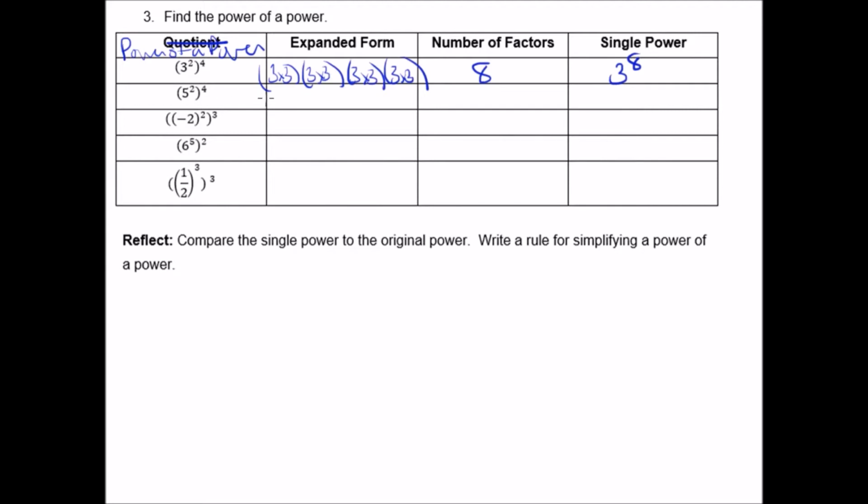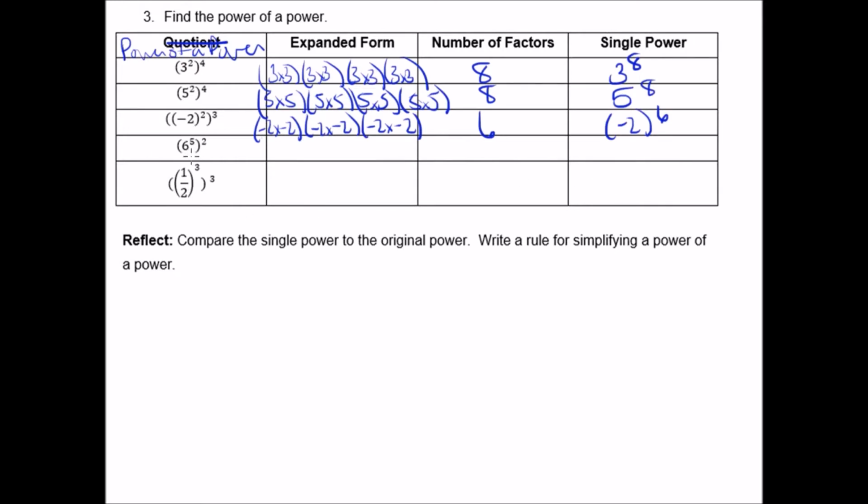Now let's write 5 squared 4 times. 5 times 5, 5 times 5, 5 times 5, 5 times 5, which is also 8 times. So this becomes 5 to the 8. Now let's write negative 2 squared 3 times. Negative 2 times negative 2, 1 time, 2 times, 3 times. So 1, 2, 3, 4, 5, 6. This becomes negative 2 to the 6.